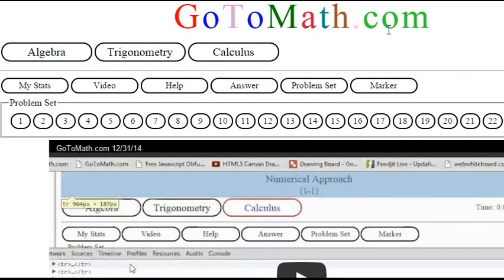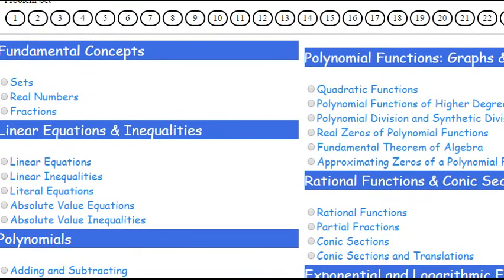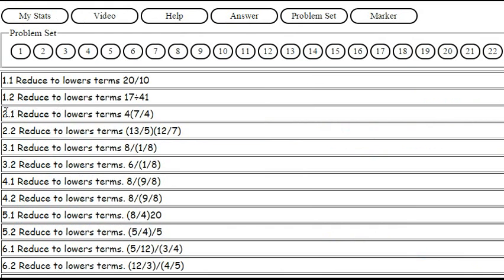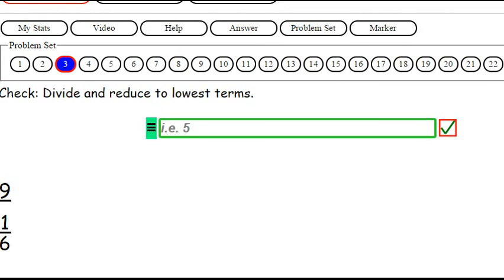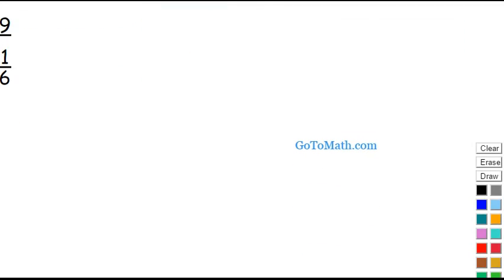Okay, we're here at GoToMath.com. Click on the algebra, and let's go down to fractions. And I believe we are doing 3-2. Okay. So it says divide and reduce to lowest terms. Let's click on the marker board so we got something to write on.